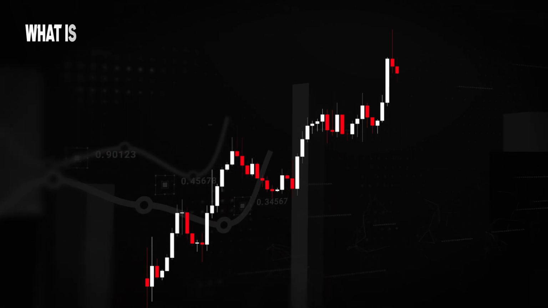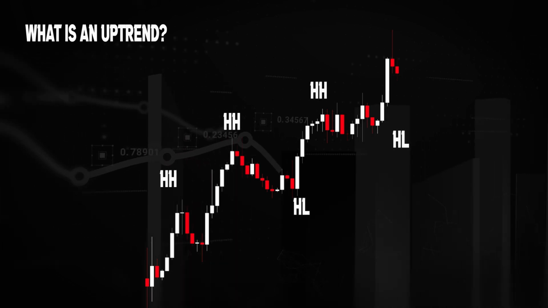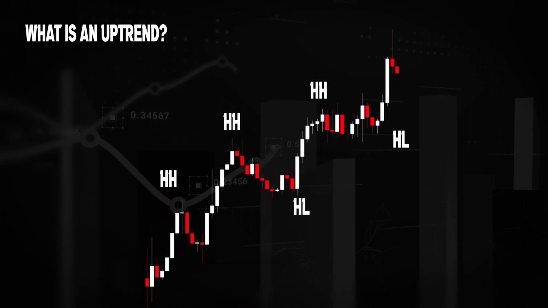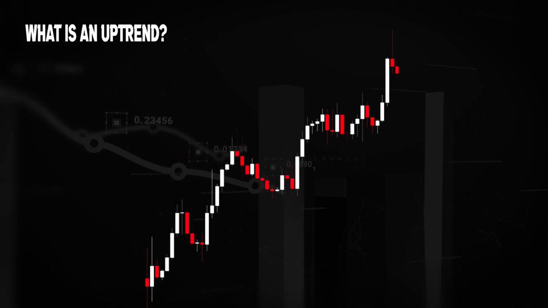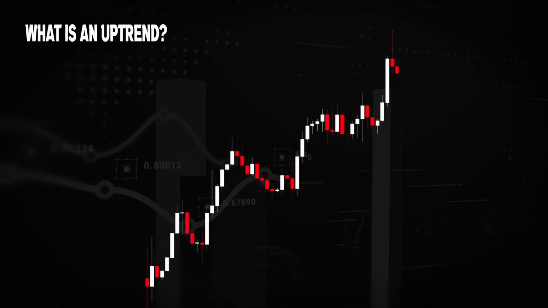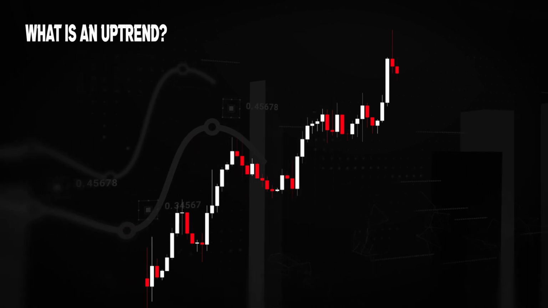What is an uptrend? In trading, an uptrend is a period where the price consistently moves higher, creating higher highs and higher lows. This indicates that buyers are in control, pushing the price upwards. To identify an uptrend in the 4-hour and 1-hour time frames, follow these steps.